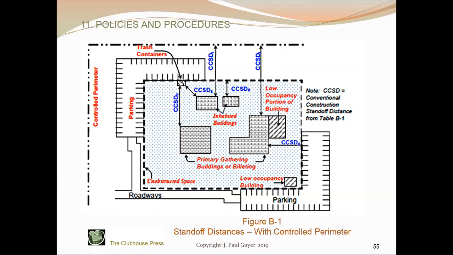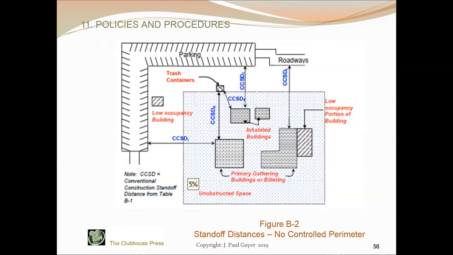Now, here is an illustration of an installation without a control perimeter. And so the idea here is that you need to keep the parking and the roadways far enough away from the buildings that they do not present a threat. The three types of buildings that are found: inhabited, primary gathering, and low occupancy.